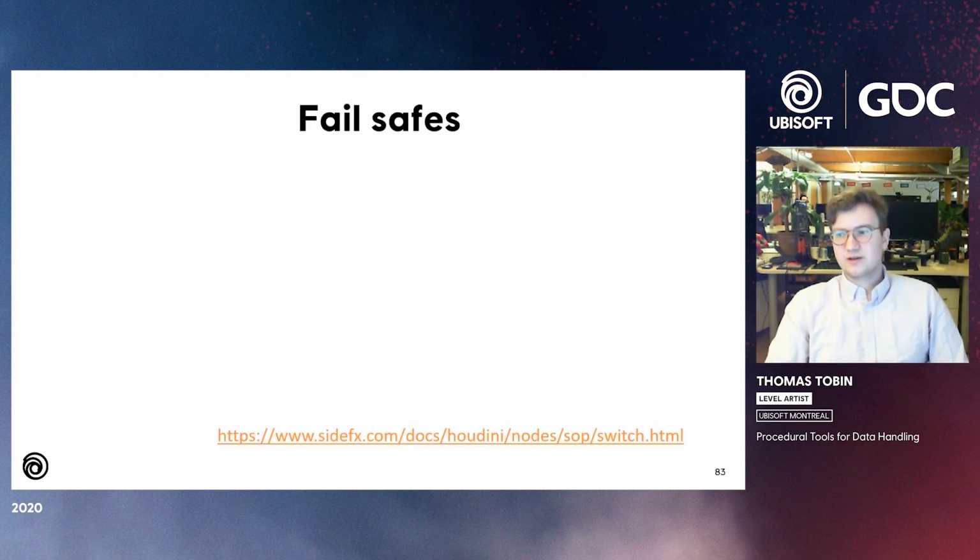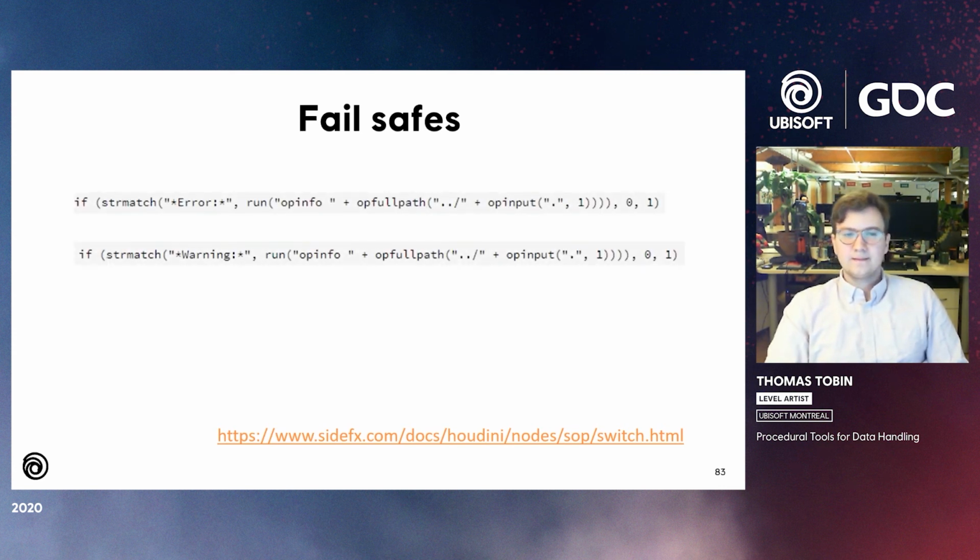The final step was fail-safes. Using the switch node, and if you go to the actual documentation, you'll find these two lines here, the error and warning. If the switch determines that the path has an error or warning, go this specific direction. And this allowed me to ensure that the tool never would fail.